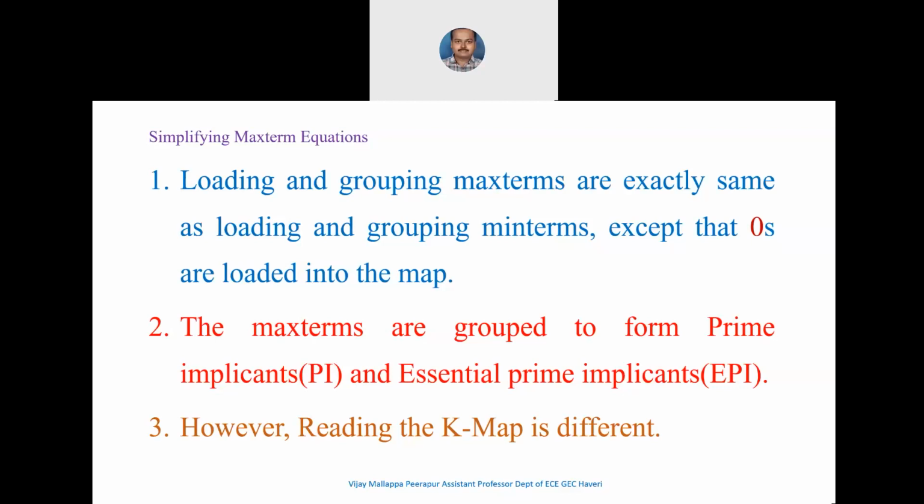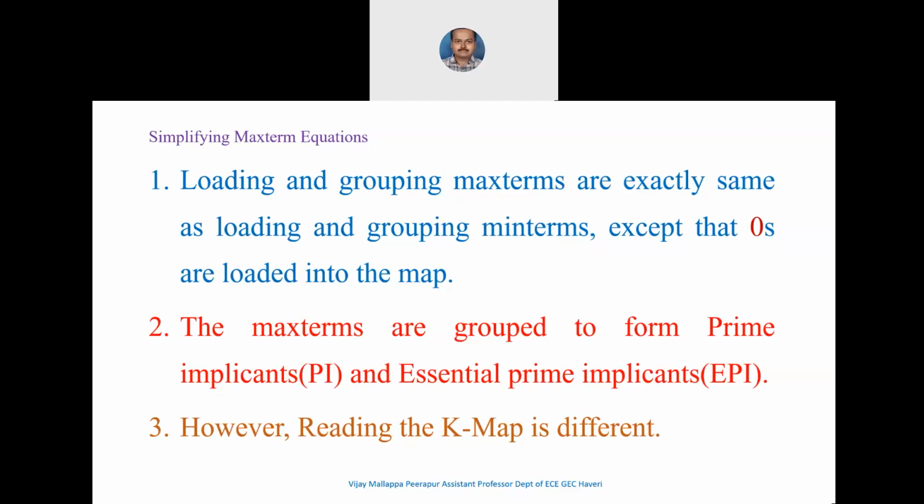In min terms, we used to enter logic 1. Here, for max terms, we enter logic 0 into the K-map. And we also introduced terms called prime implicants and essential prime implicants. Once you load the value as 0, you group the max terms. How do you group the max terms? Depending on the logical adjacency.